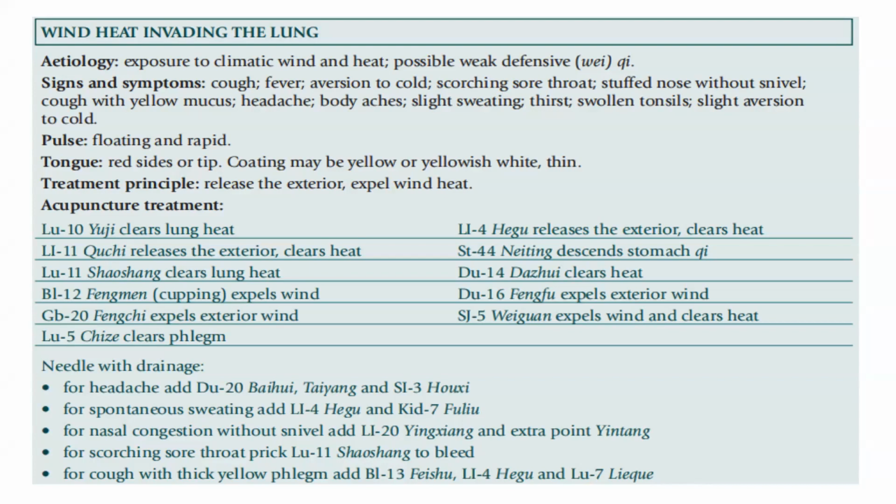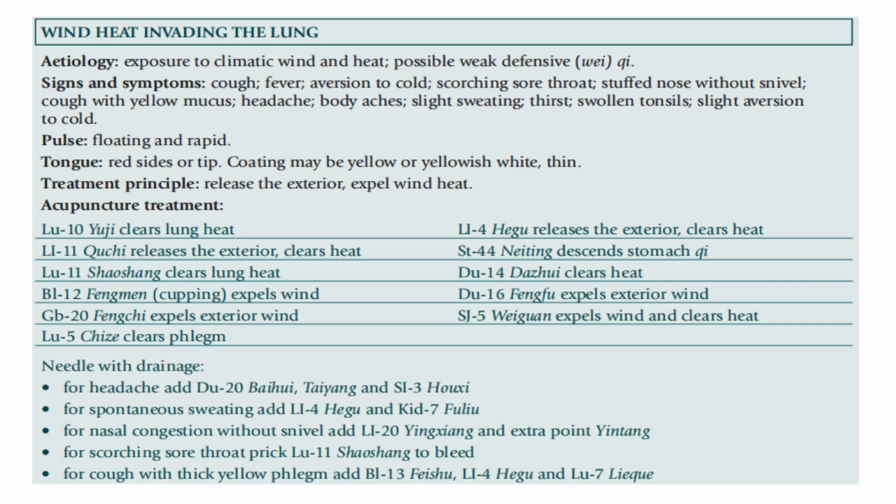Its signs and symptoms are cough, fever, aversion to cold, scorching sore throat, stuffed nose with snivel, cough with yellow mucus, headache, body ache, slight sweating, thirst, swollen tonsils, slight aversion to cold. The pulse will be floating and rapid, and the tongue will have red sides or tip. Coating may be yellow or yellowish white and thin. The treatment principle would be to release the exterior and expel wind heat.